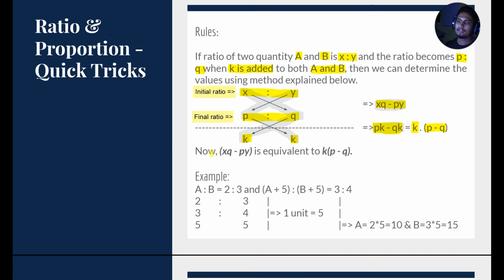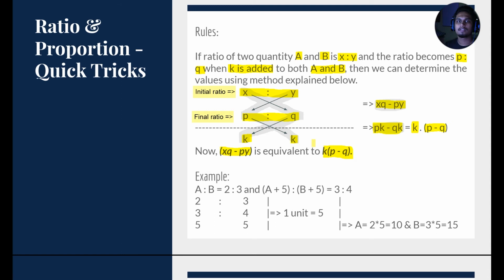So xq minus py is equivalent to k into p minus q. So this is how we can map the units for the ratios to the actual value, and we can get the actual amount for the quantities.